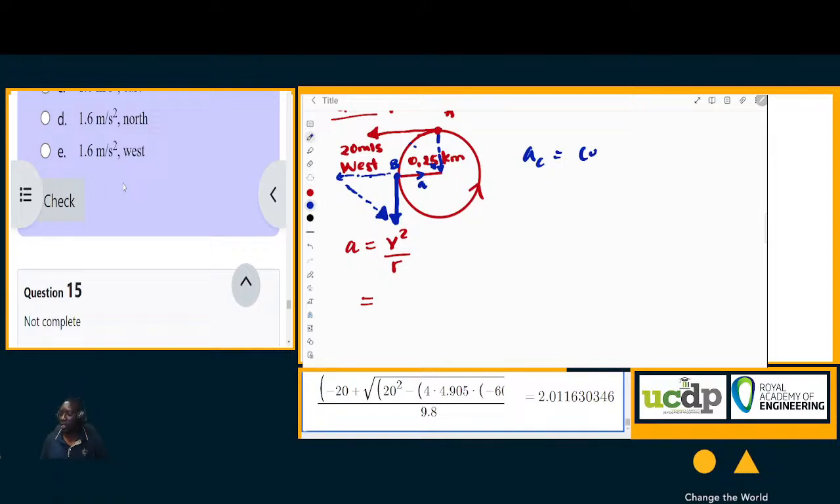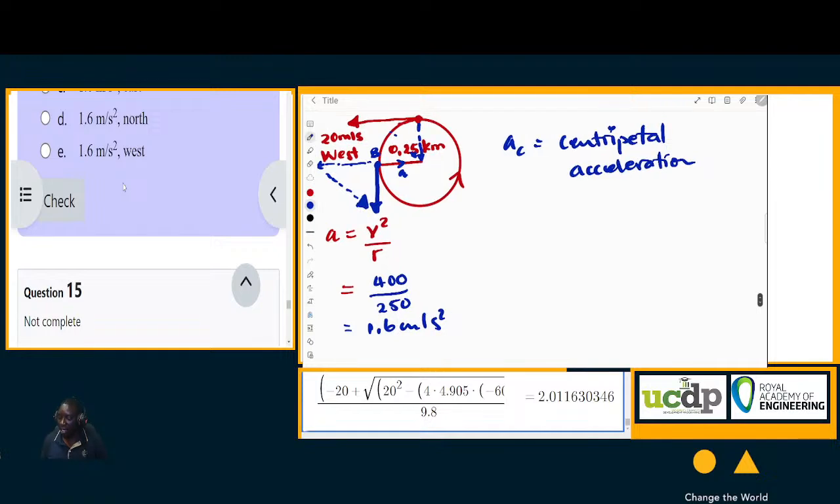We call this centripetal acceleration. Centripetal means center seeking. I hope I got the spelling. The magnitude is given by v squared over r. Because we have a v of 20, this is 400 over 250 meters. Converting r to meters, you get 1.6 meters per second squared.